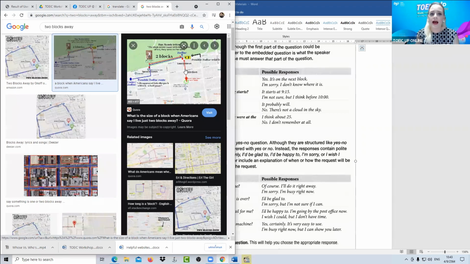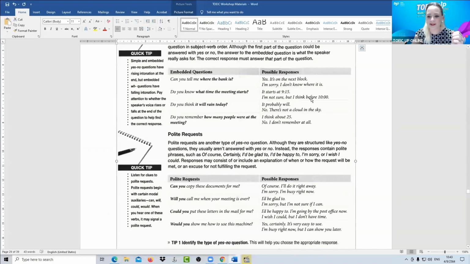I live around the block. That's another phrase you might hear in songs. It means if you turn a corner, I live around the corner. So just something to remember when it comes to American English: if it's the next block, it's the next street. I'm sorry, I don't know where it is. Just remember, block in this context means location.